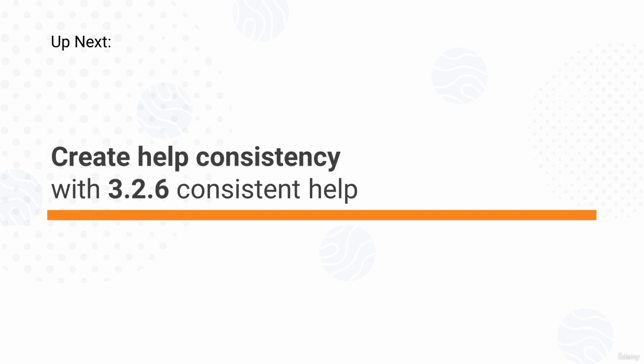In the next unit, I'll look at 3.2.6 Consistent Help, a single A criterion which discusses techniques for establishing a consistently located help.